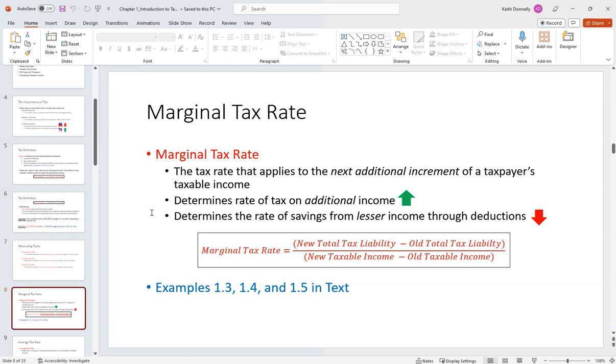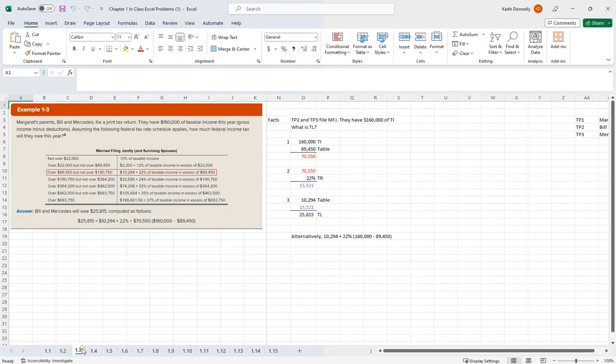This is the tax rate that applies to the next additional incremental amount of a taxpayer's taxable income. It can cut both ways. In other words, you may have to calculate the marginal tax rate when income increases, or alternatively, if income decreases. The formula here is the change in the tax liability over the change in the taxable income. So let's look at some examples.